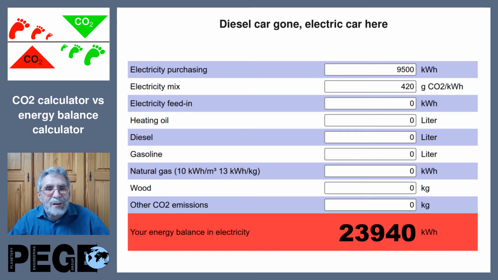And next, we replace the diesel engine car by an electric car. And for 20,000 kilometers a year, I calculate here 3,500 kilowatt hours, 17.5 kilowatt hours for 100 kilometers. So we have now 9,500 kilowatt hours of electricity consumption, but no heating oil, no diesel anymore. And the energy balance goes down to 23,940 kilowatt hours.